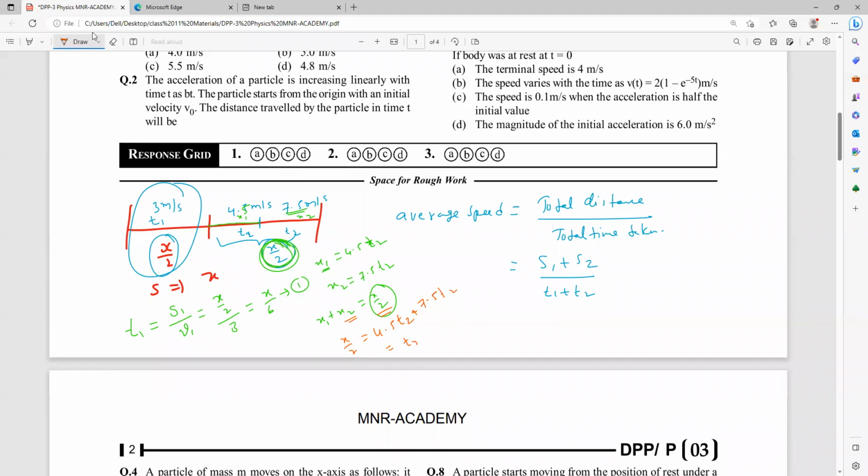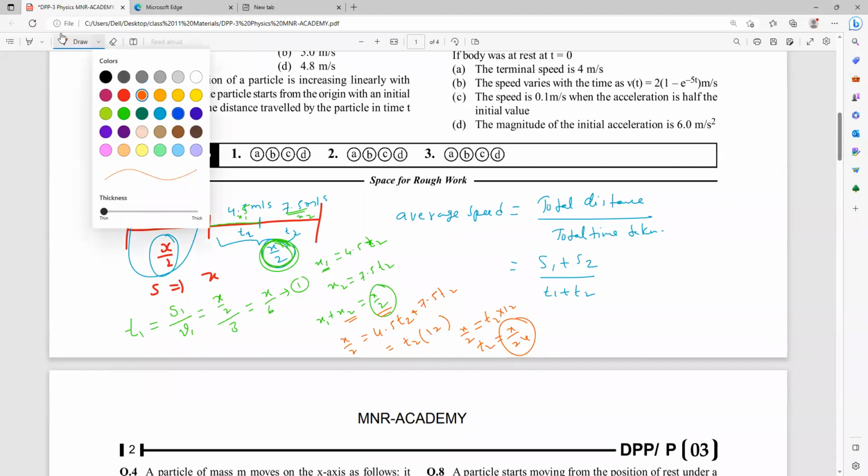So t2 I will take common. 4.5 plus 7.5, which is equal to 12. So x by 2 is equal to t2 into 12. From that I want t2. So t2 is equal to what will become? Everybody, x by 24. The 24 will come this side. Understand? In this any doubt you can ask. Clear? All of you?